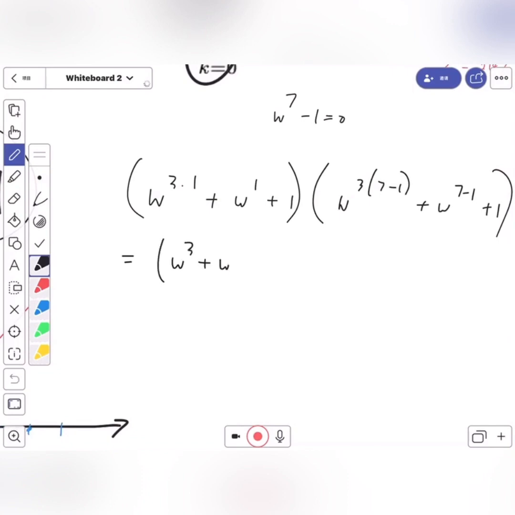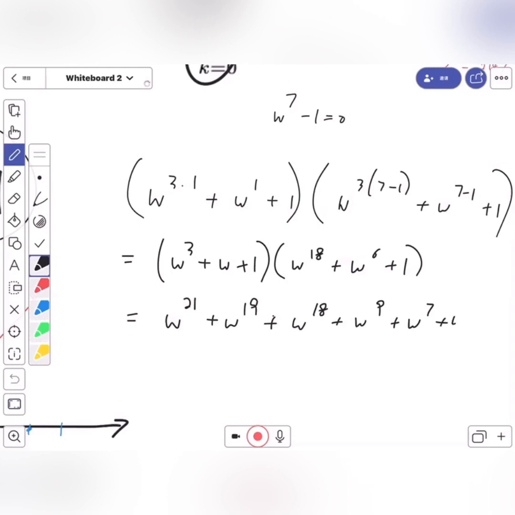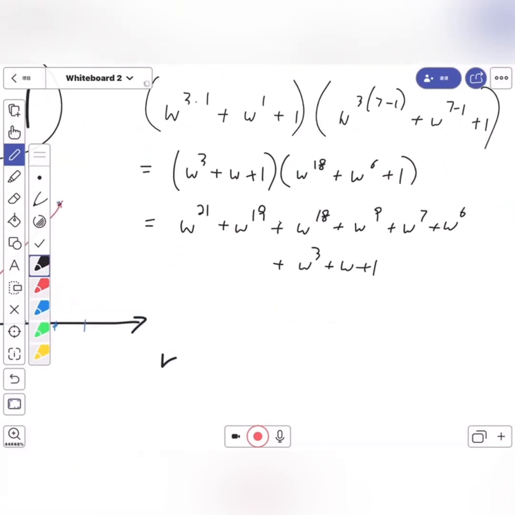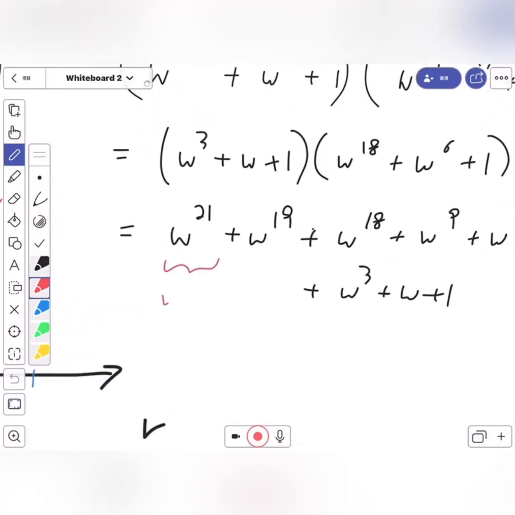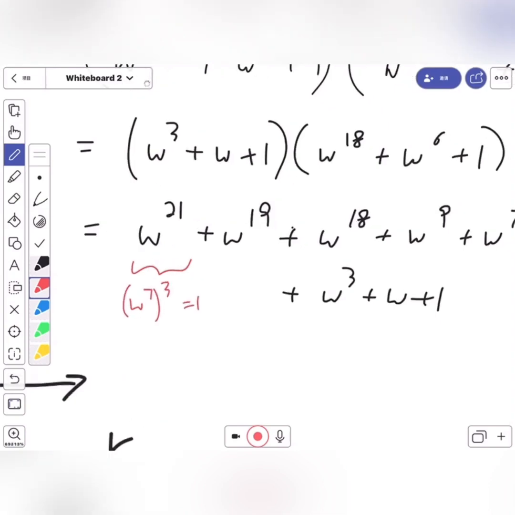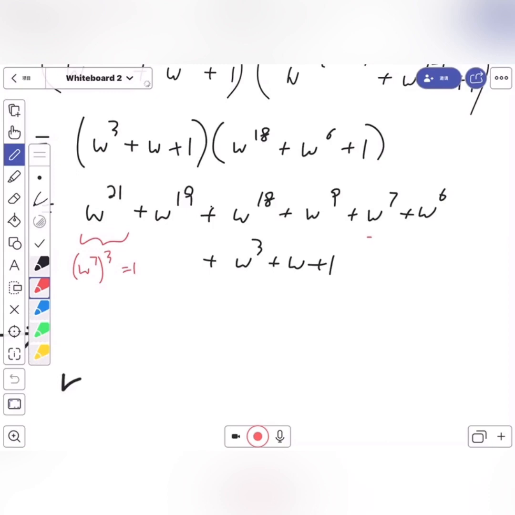This is omega to the 3 plus omega plus 1 times omega to the 18 plus omega to the 6 plus 1. That's equal to omega to the 21 plus omega to the 19 plus omega to the 18 plus omega to the 9 plus omega to the 7 plus omega to the 6 plus omega cubed plus omega plus 1. Now this first one can simply be written as omega to the 7, cubed, which is just 1. This one is also 1, and this one's also 1. No, this one's not 1, and this one is 1. Well, there's a 1 at the end, so that's definitely a 1.